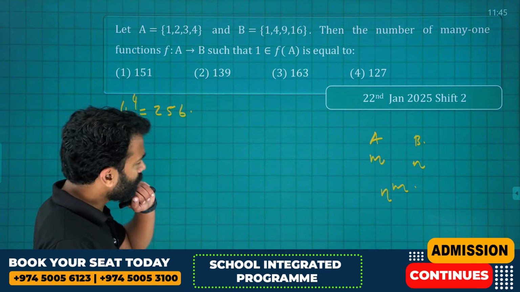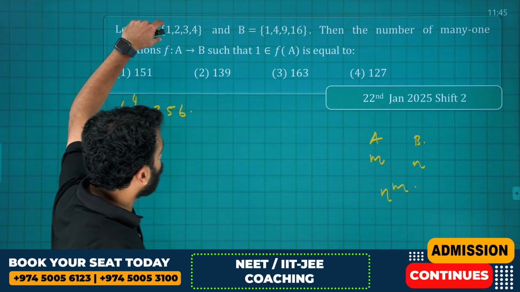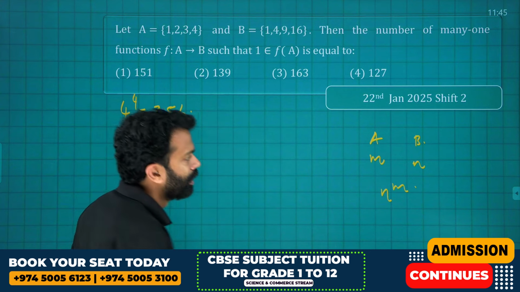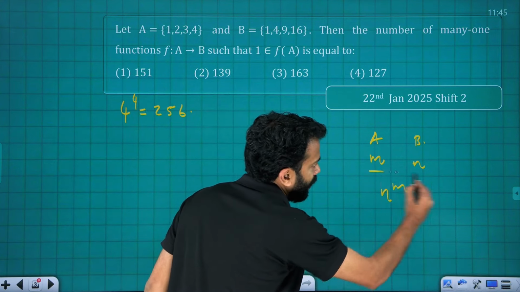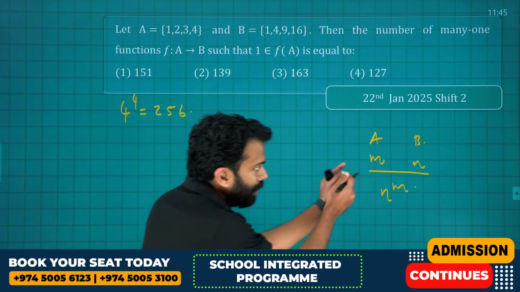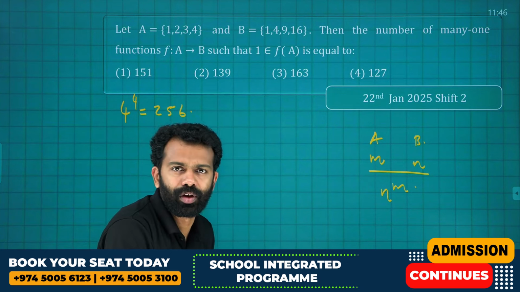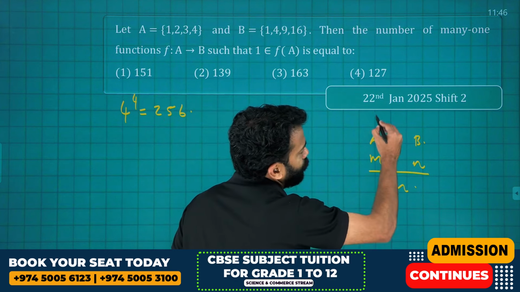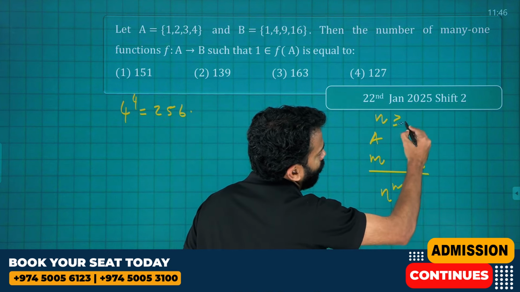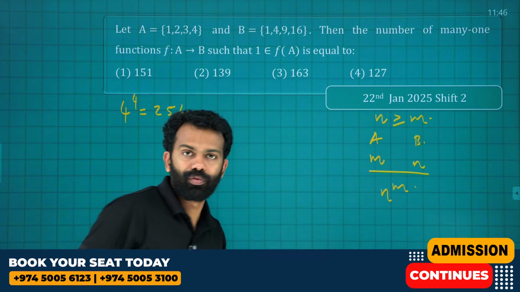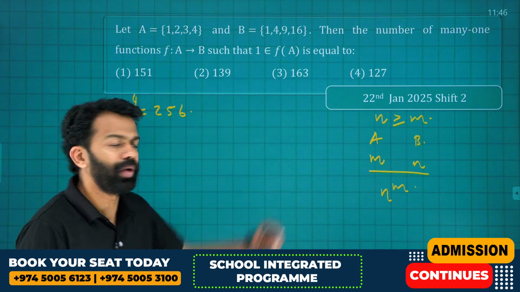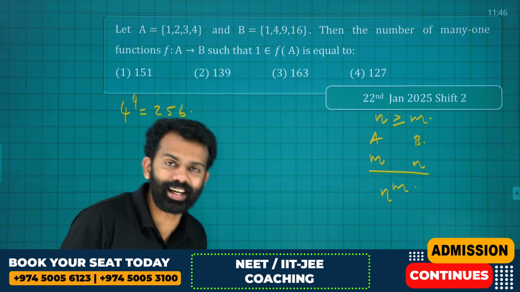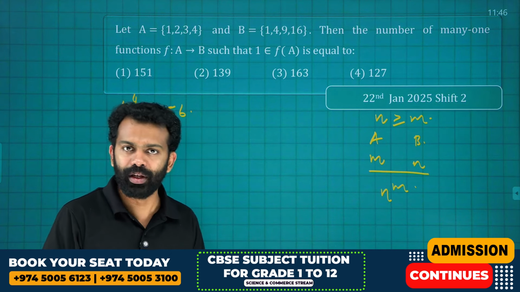So, what is the number of one-one functions that can be possible from A to B? That's another formula. See, again, consider two sets A and B. The number of elements in A is m and the number of elements in B is n. The condition is that n should be greater than or equal to m. Only then one-one functions are possible. Otherwise, it won't be a one-one function. If n is less than m, then the number of one-one functions will be 0.